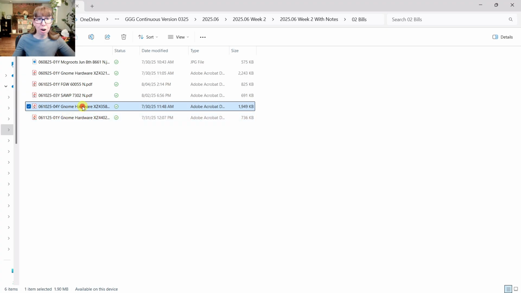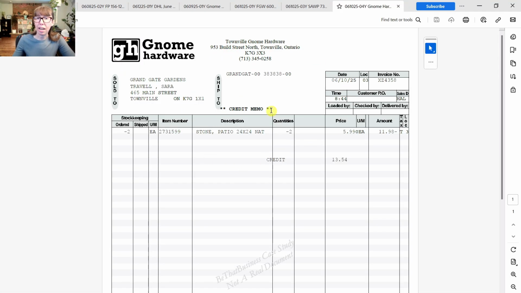We have 2 more Gnome Hardwares. Now, right here, this is not a bill. This is actually a credit. So you can see it's a negative number and it's a credit to the account. And whenever you're entering a credit in, what you want to do is offset the general ledger account that you increased when you put the bill in. So in this case, this is actually referring to the patio stones that she purchased last week, where we noted that the patio stones and the screenings were actually for the entrance of the store.